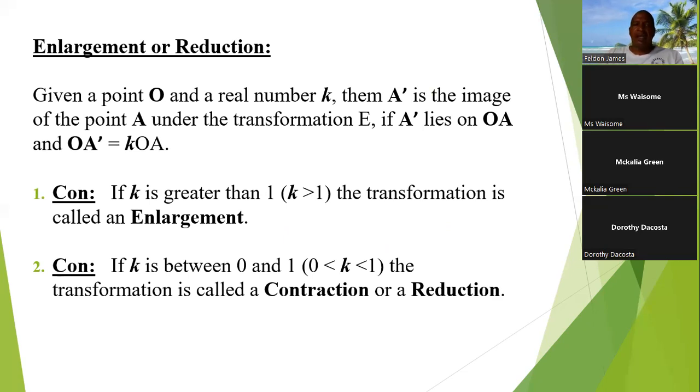So, enlargement or reduction. Given a point O and a real number K, that should be "then", so this is a typo. A dash is the image of the point A under the transformation E, and E here means enlargement, if A dash lies on OA and OA dash is equal to K times OA. All right, that sounds like a lot of weird stuff, but all it is saying is that if you have an enlargement, it's probably easier to show you a diagram than to explain what is being said.